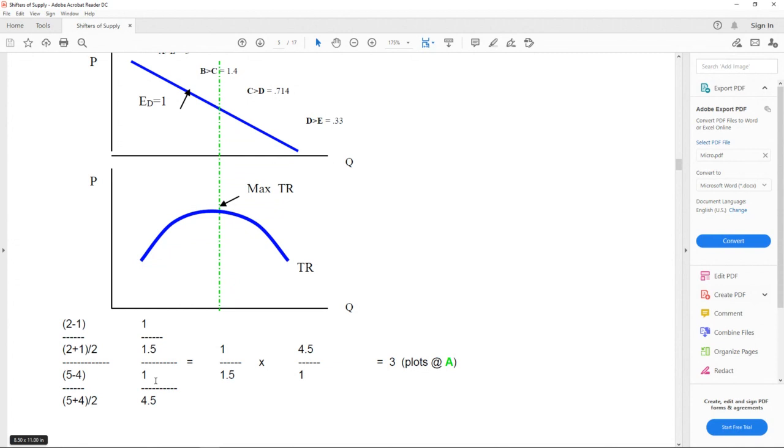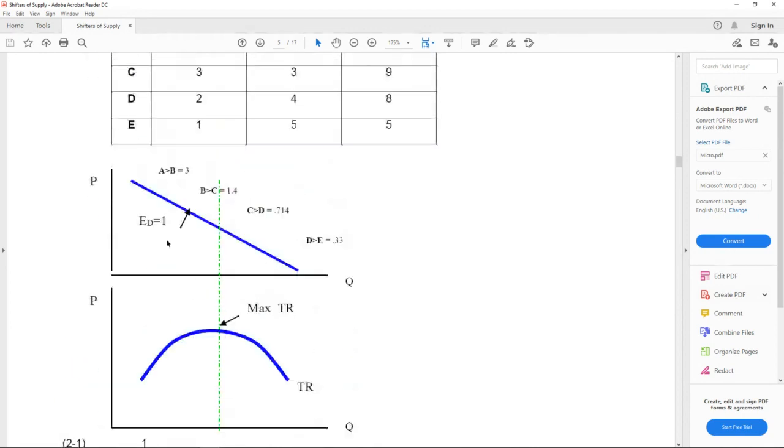Simple math, multiply by the reciprocal. So 1 times 4.5 over 1.5 times 1 is 4.5 over 1.5, which gives you an answer of 3. That tells me between A and B, between these two intervals, that they were so marked. If I change the price 1%, I'll see a 3% gain in quantity. So it's to my benefit to go ahead and produce the additional goods at the lower price and increase my total revenue.